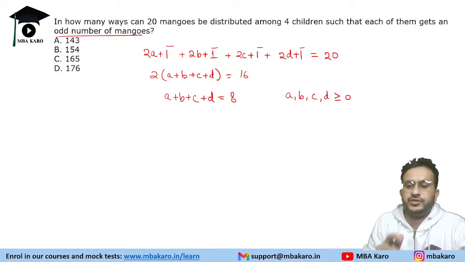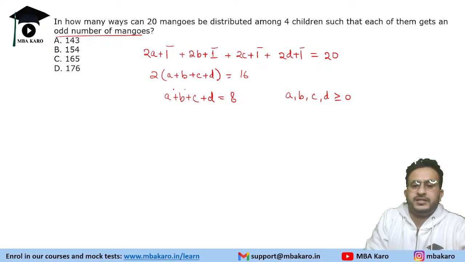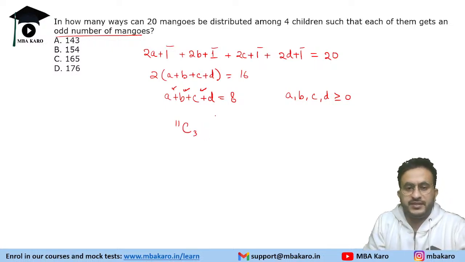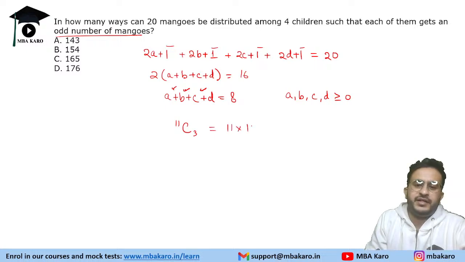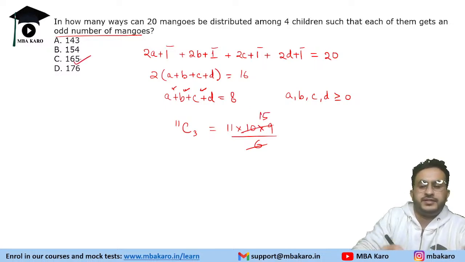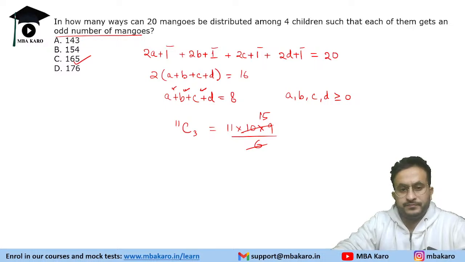Okay, how do we find non-negative solutions? It's very simple. Just count the number of plus signs in between. There are 3 plus signs, so add 3 to 8 to get 11. So it is 11 C 8, or you can write 11 C 3. 11 times 10 times 9 divided by 6 is 15 times 11, which is 165. Okay, let's see the next question.